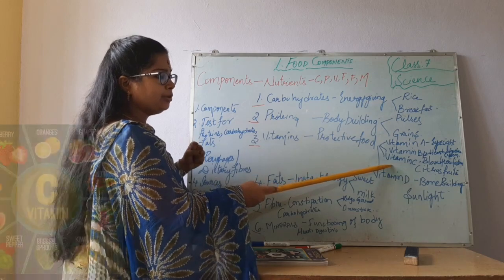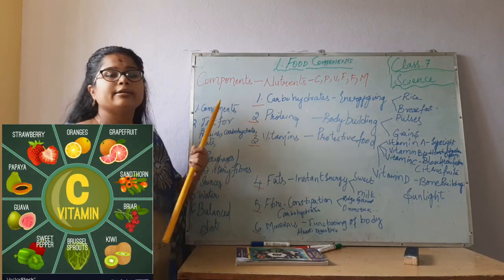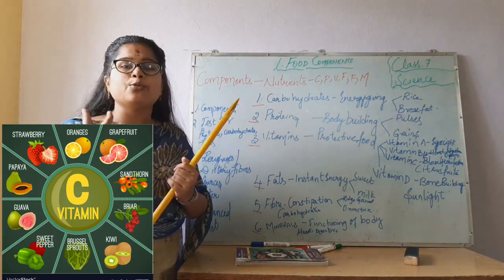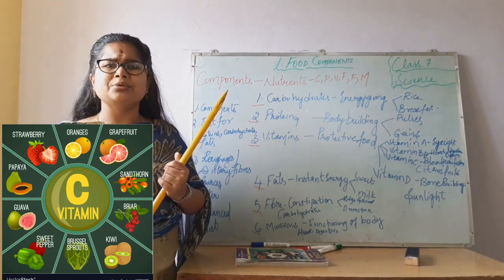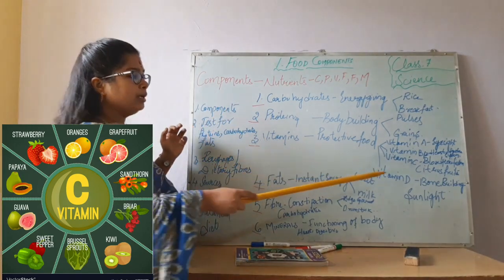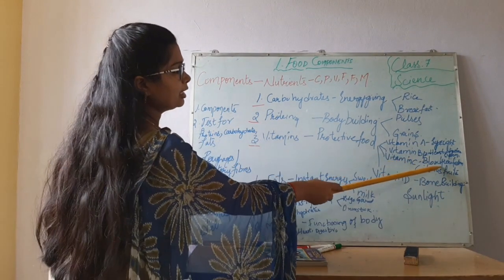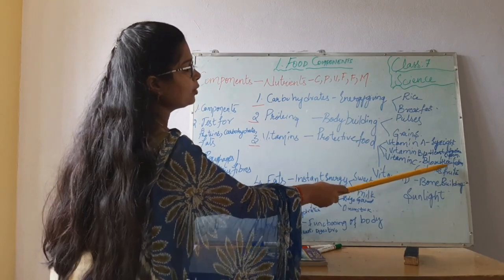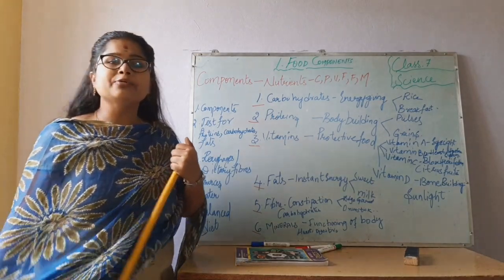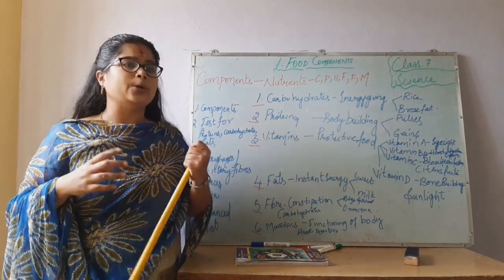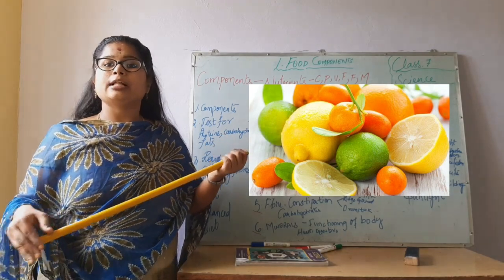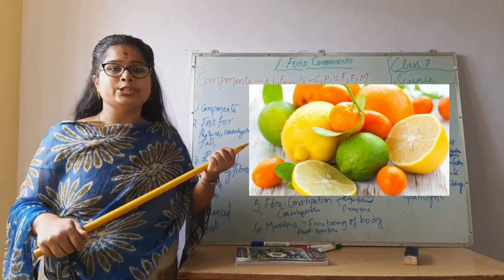And vitamin C. Nowadays even the doctors are asking us to take more and more vitamin C. What does vitamin C do to us? It helps blood function. It does blood purification. Where will you find this vitamin C? In all the citrus fruits, which are sour to taste, like your lemon, orange and all.